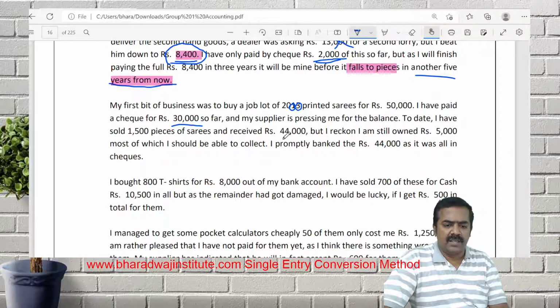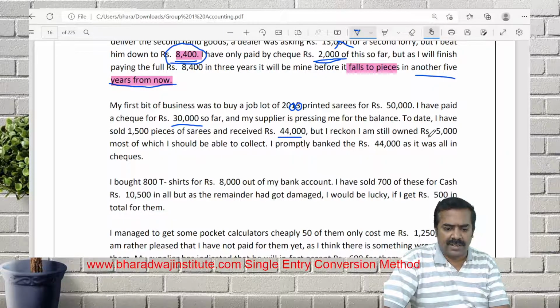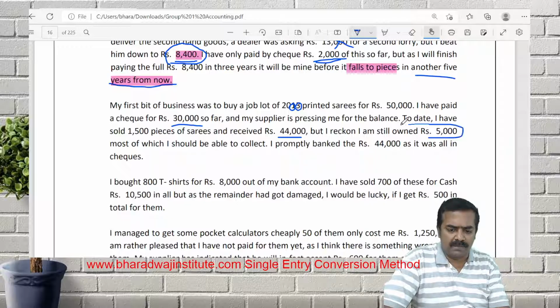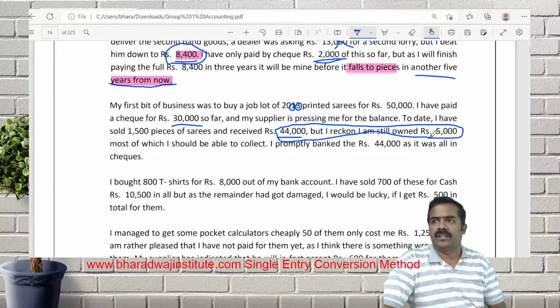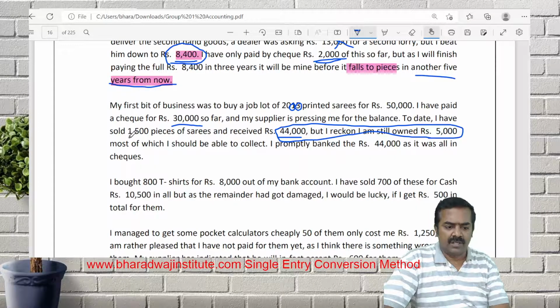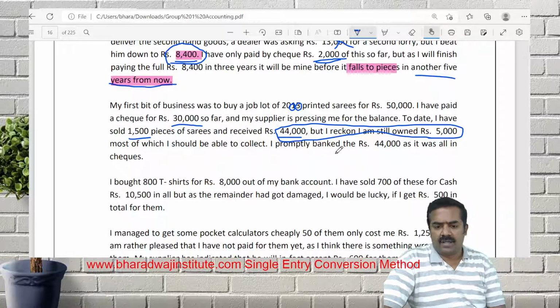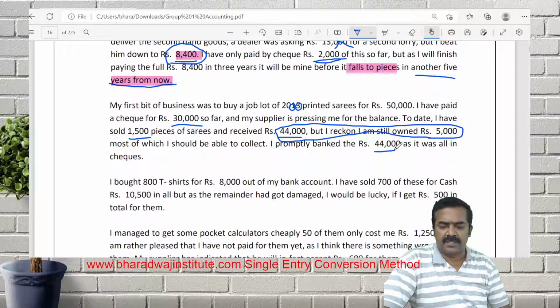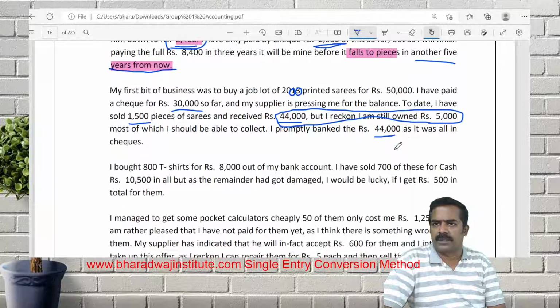1,500 pieces. He received 44,000 and 5,000 more he can receive. What is the sales? 49. He has already collected 44, yet to collect 5,000. So 49,000. 1,500 pieces are sold for 49,000. And the 44,000 was deposited in the bank.